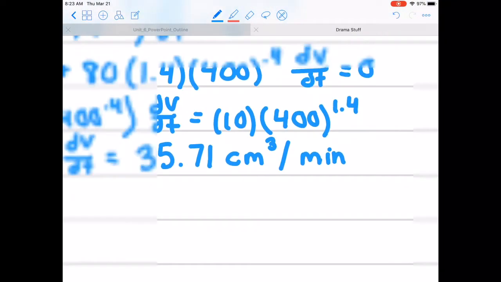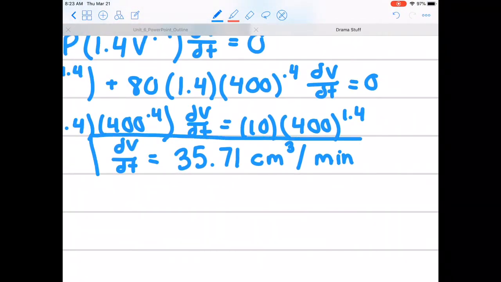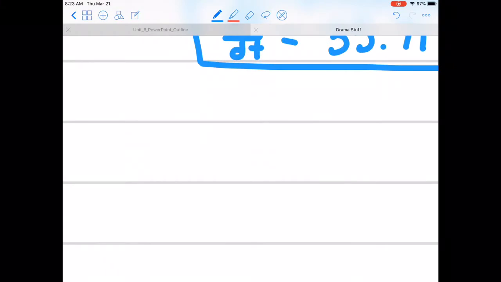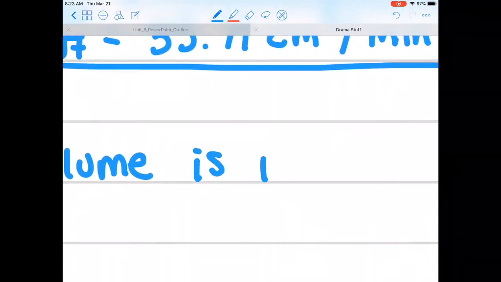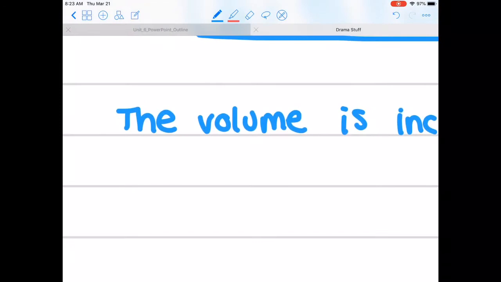Never mind, that ain't it, chief. 35.71 centimeters cubed per minute. And the for real final answer, because we're not done yet, is the volume is increasing at a rate of 35.71 centimeters cubed per minute. Didn't mess it up that time.